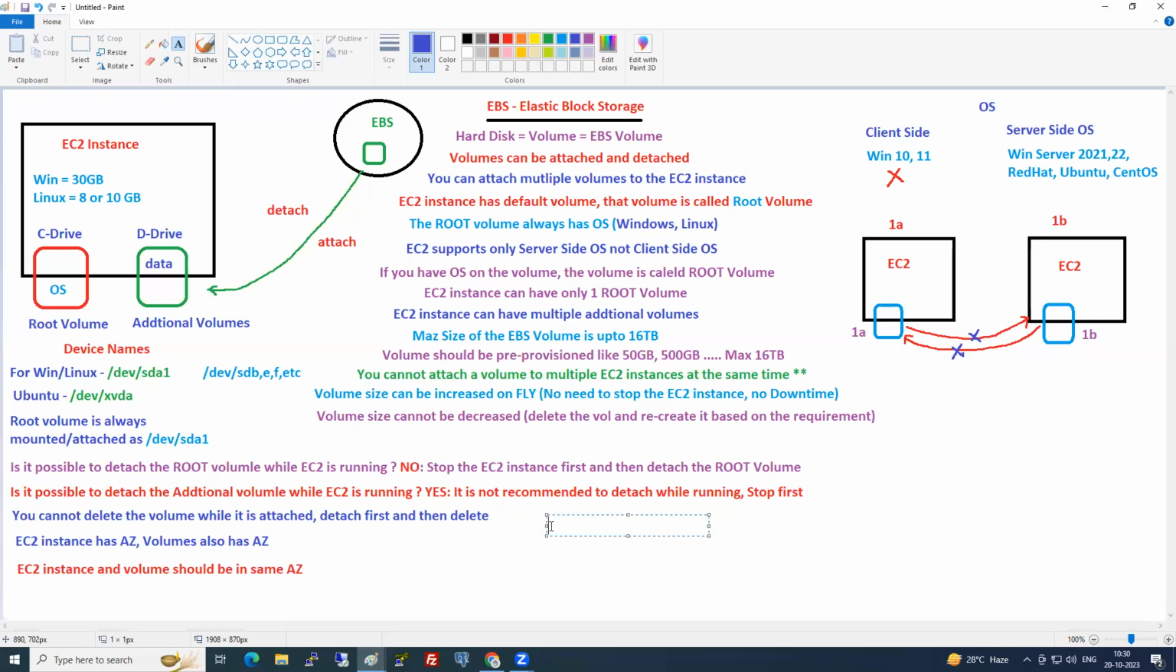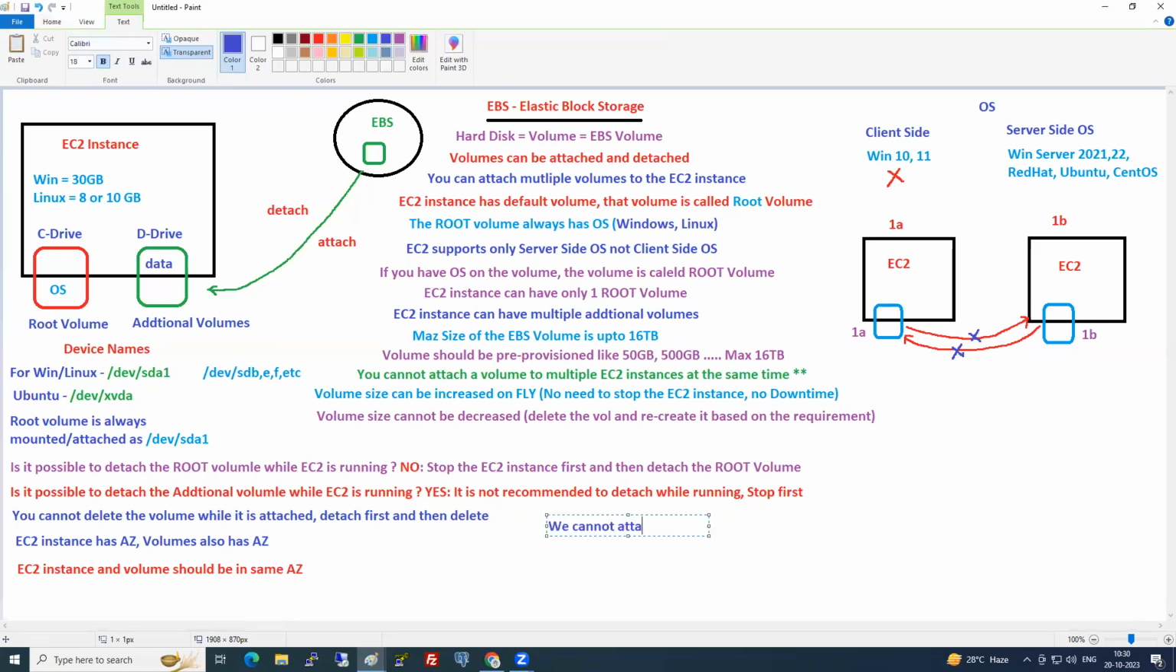Nana. So I'm writing here, we cannot attach a 1A volume to a 1B EC2 instance because it has a different availability zone. Similarly, we can attach a 1A volume to another 1A EC2 instance because they both are in the same availability zone. Fantastic.